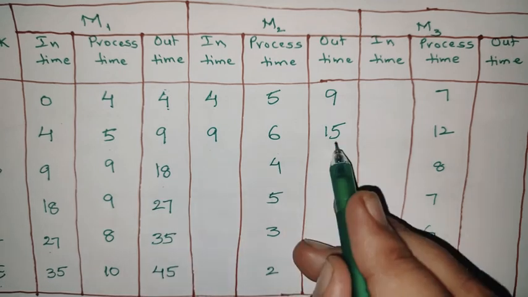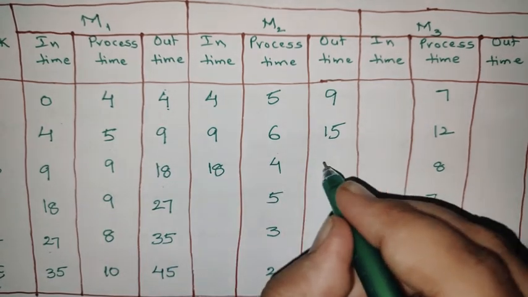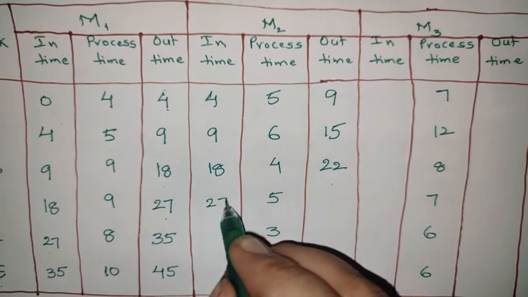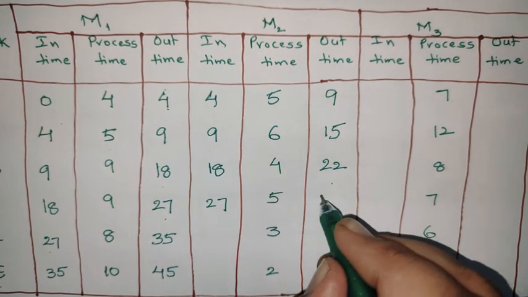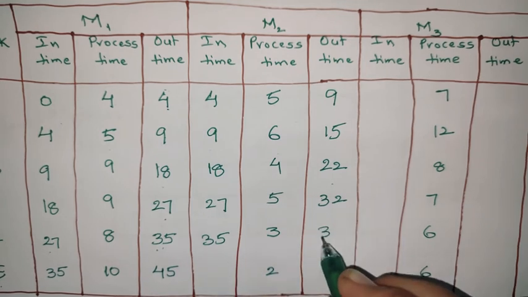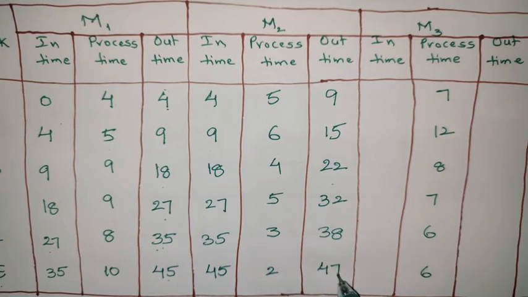Maximum of 18 and 15 is 18. Out time is 18 plus 4, 22. Maximum of 27, 22 is 27. Out time is 27 plus 5, 32. Next, maximum of 35 and 32 is 35. Out time will be 35 plus 3, 38. Next, maximum of 45 and 38 is 45. And out time will be 45 plus 2, 47.